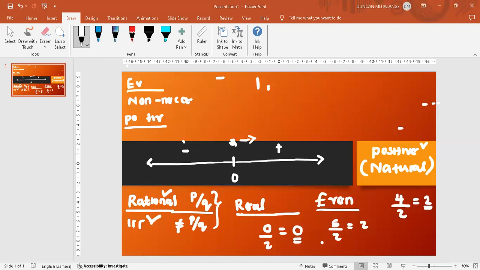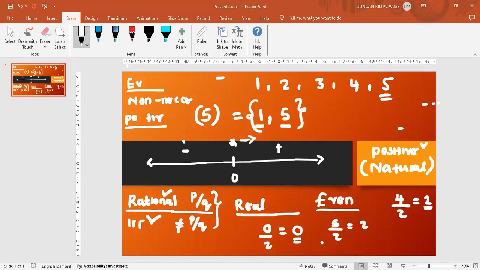So let's say, for example, we have 1, 2, 3, 4, 5. Let's talk about 5. Is 5 a prime number or not? We ask ourselves how many numbers can go into 5 without leaving a remainder? Apparently, it's only 1 and 5. So how many factors are these? 1, 2. So it only has 2 factors, and that is 1 and itself.